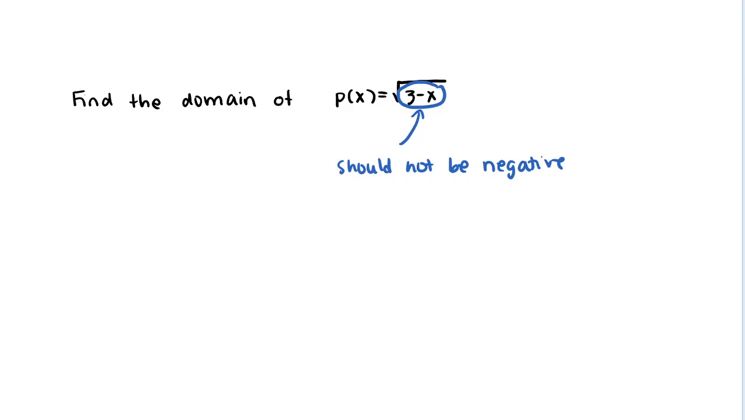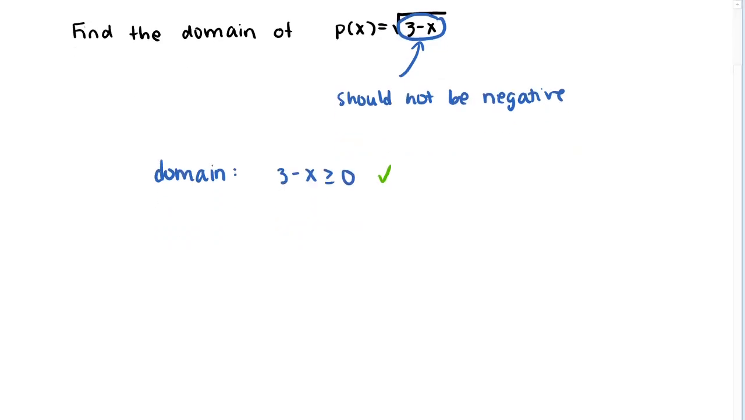And so when is this not negative? Right, so our domain consists of all the values that make 3 minus x not negative. In other words, greater than or equal to 0. These are the values that'll make a reasonable output from this function. And so here we can solve this inequality by, I'm going to subtract 3 from both sides and get negative x is greater than or equal to negative 3.